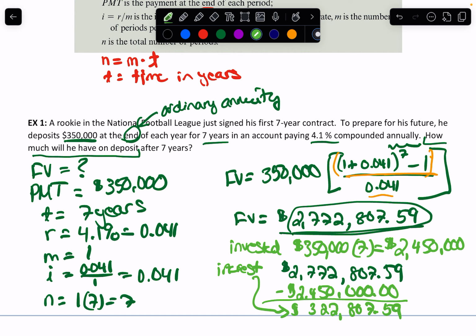Again, the question was only asking how much will he have on deposit after 7 years, and that is the future value that it was asking.